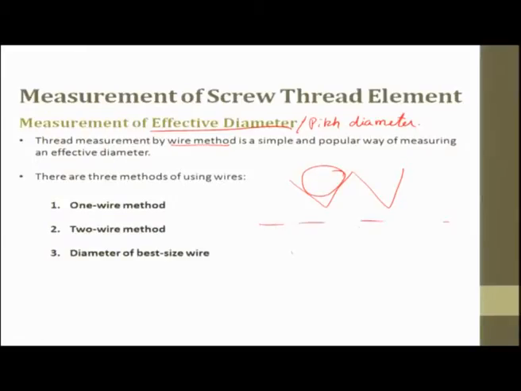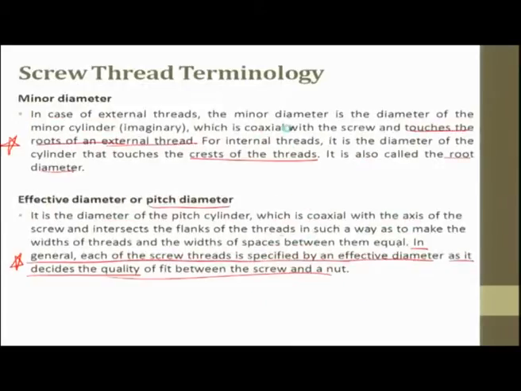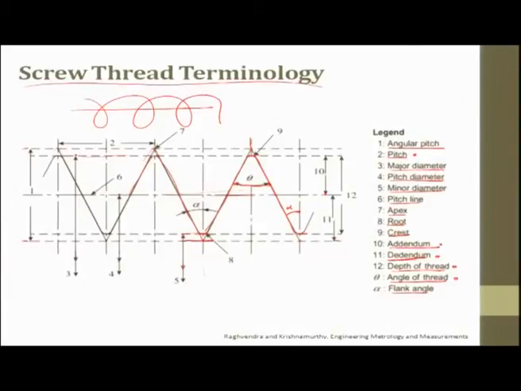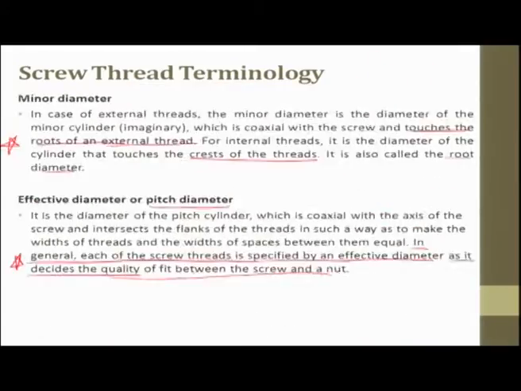So, you have a thread. Suppose you have something like this. So, you put one more wire. Now you know the diameter of the wire, and now you measure the diameter here, and then you know the wire diameter. From this, by trigonometrical calculations, we can figure out the effective pitch diameter. If you go back and see the effective diameter in this diagram, the 4 is the pitch diameter which we are interested to measure, or the effective diameter.